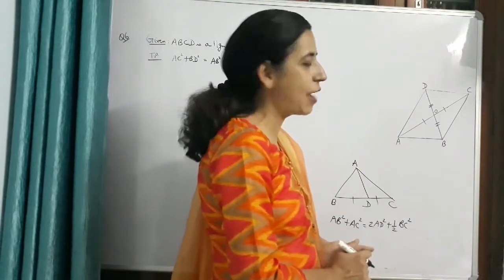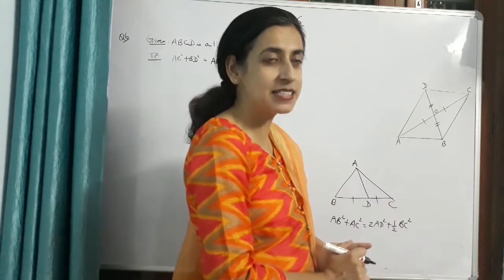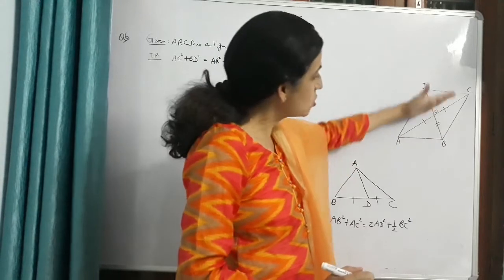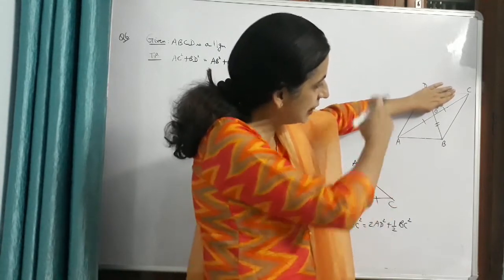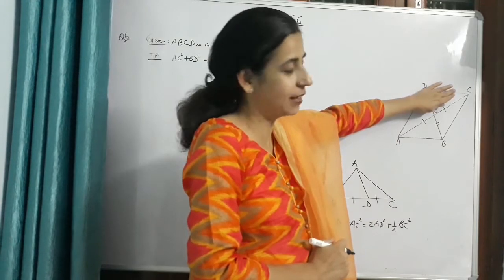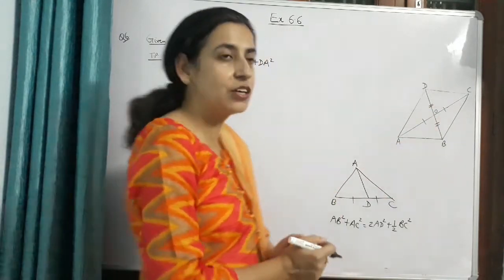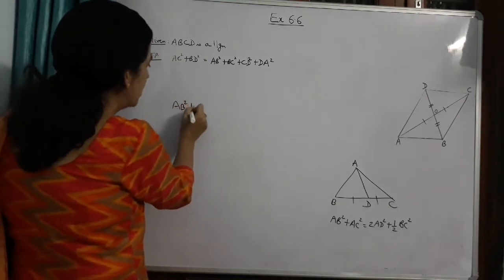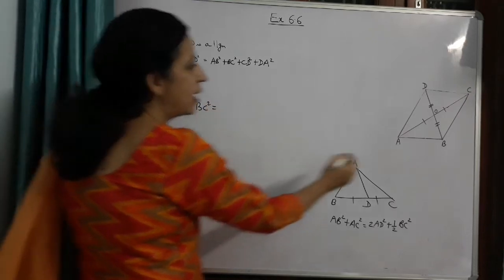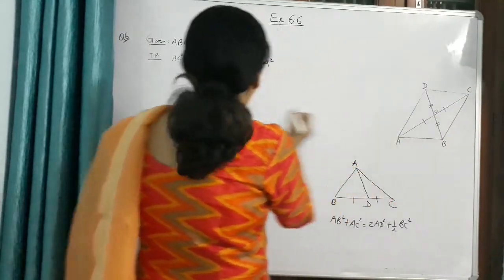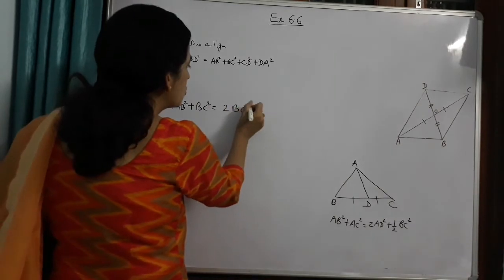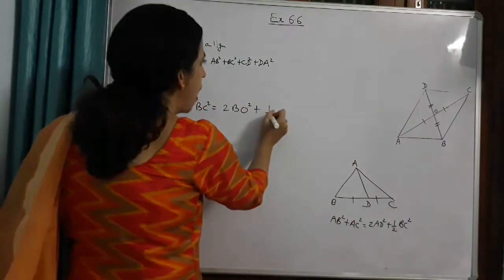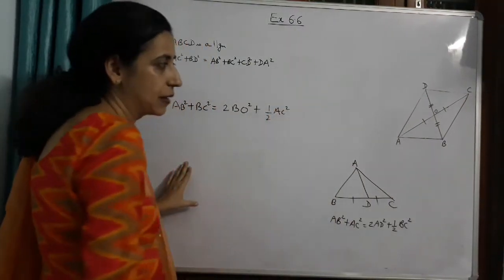Here in the parallelogram, we know that the diagonals of a parallelogram bisect each other. So AO is equal to OC and BO equal to OD. So if we look at this triangle ABC, then BO is the median of the triangle. So if BO is the median of the triangle, then let us use this result. So we will obtain AB square plus BC square is equal to twice of median square, so twice of BO square plus half of this side square, so half of AC square.